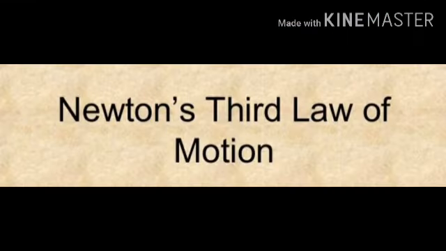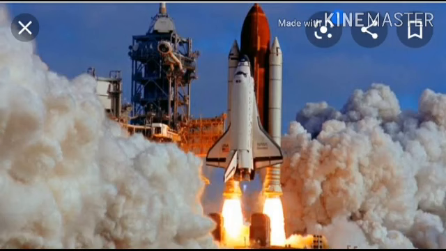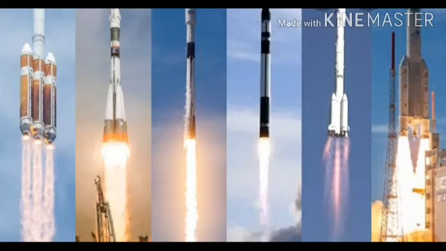And Newton's third law of motion. For every action, there is an equal and opposite reaction. So action equal to minus reaction. That is Newton's third law. Based on Newton's third law, the motion of the rocket I explained in the previous video. So the motion of rockets, bullet and recoil, and walking, these are all the best examples of Newton's third law.